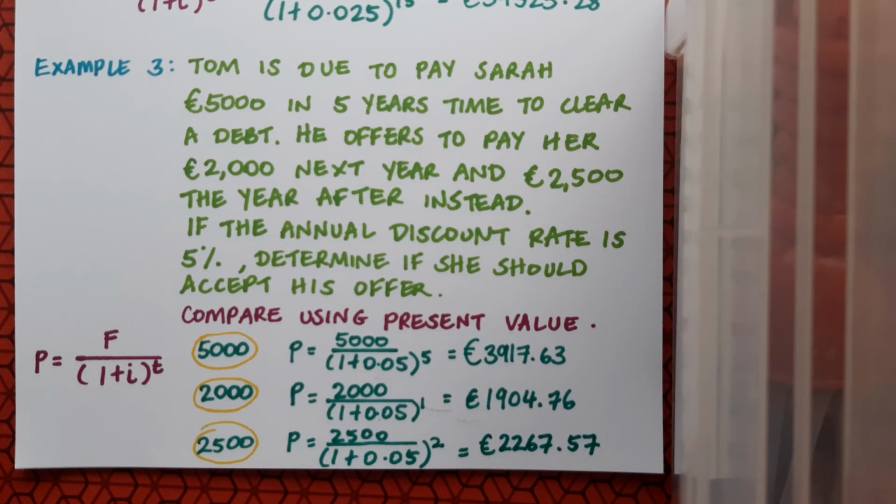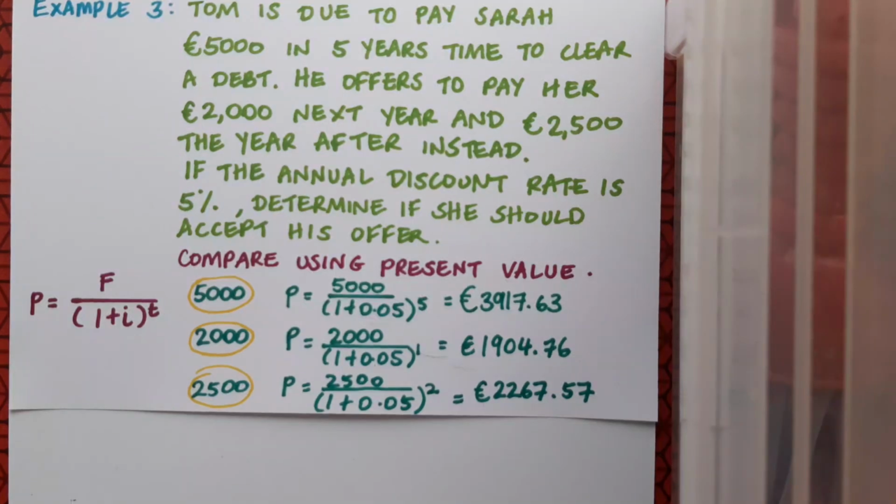And the present value of that 2,267.57 is the amount that I would need to invest now for 2 years at 5% to get 2,500. So the question is, should Sarah accept Tom's offer or not?